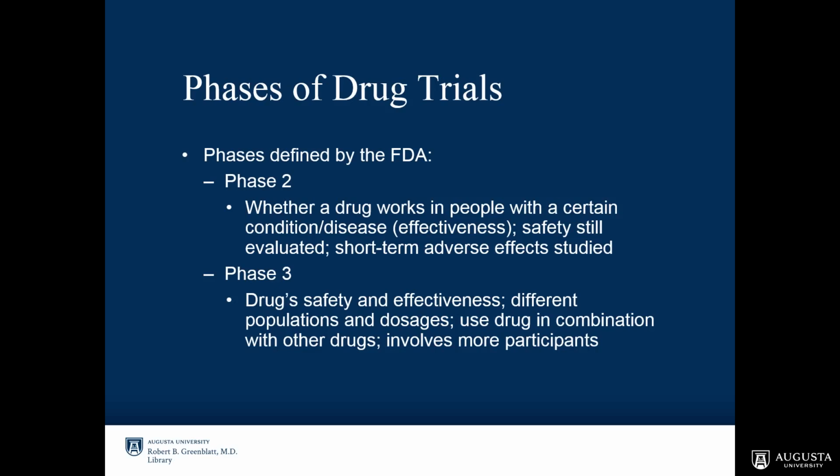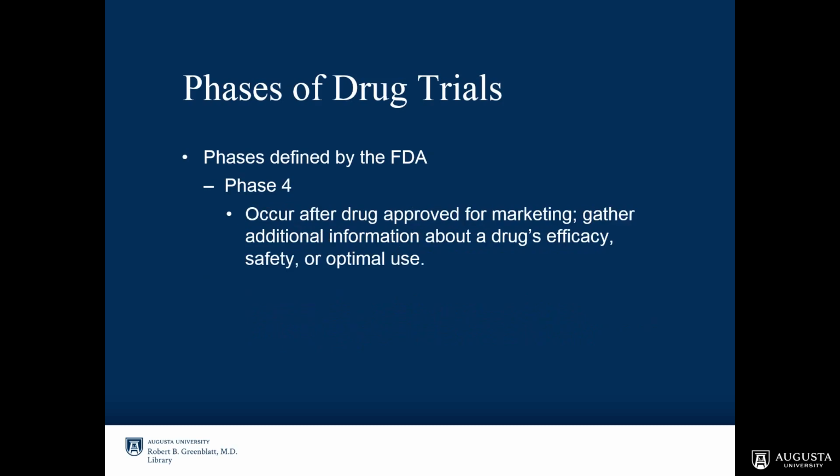So it's a mixture potentially of healthy volunteers and people with a condition or disease. They'll also potentially look at drugs in combination with other drugs to see if there's any drug interaction concerns. And these studies tend to involve more participants. If the drug successfully makes it through this phase, it moves on to phase 4 after the drug has been approved for marketing. They continue to gather additional information about a drug's efficacy, safety, or optimal use. And there are times, and it has occurred, that drugs have been pulled from the market during phase 4 because adverse effects are discovered after the drug goes to market.